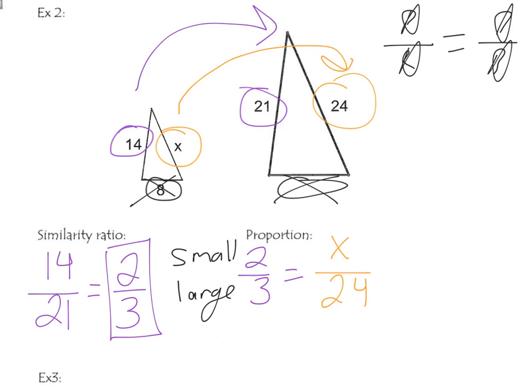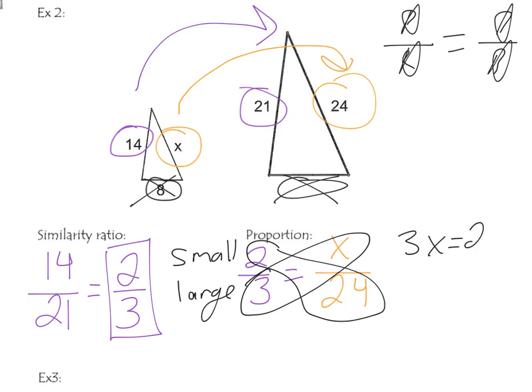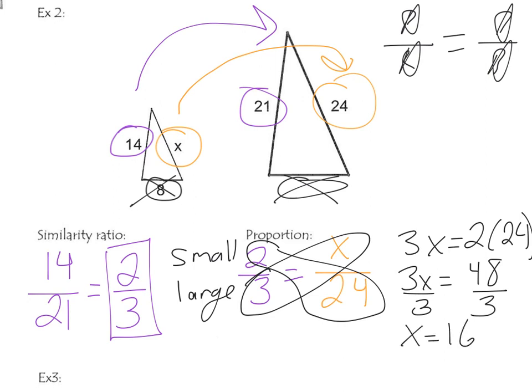And then same deal, we're going to do a little cross multiplying. So I have 3x equals 2 times 24. 2 times 24 gives me 48. And then I just need to divide by 3 to get that x equals 16. And again, this is a length, x by itself, so this is 16 units.